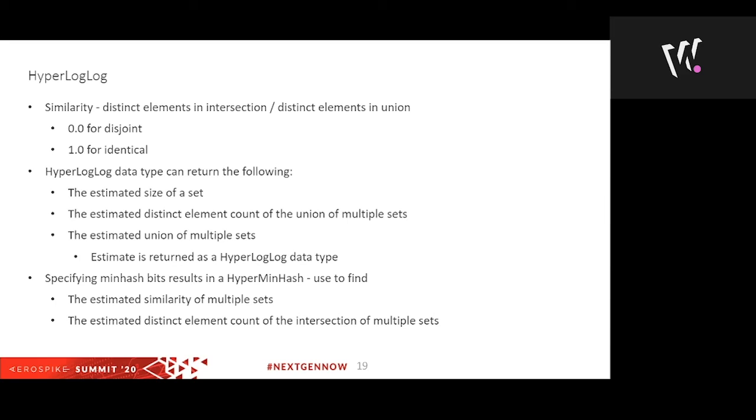So the HyperLogLog data type can return the following. It can return the estimated size of a set. It can return the estimated distinct element count of the union of multiple sets. It can also return the estimated union of multiple sets, where the return value would end up being its own HyperLogLog data type. If you specify min hash bits as an option in the API, this results in using something called a HyperMinHash. And you'll typically want to set this when you want to find the estimated similarity, as we discussed above, of multiple sets, or if you want to find a distinct element count of the intersection of multiple sets.